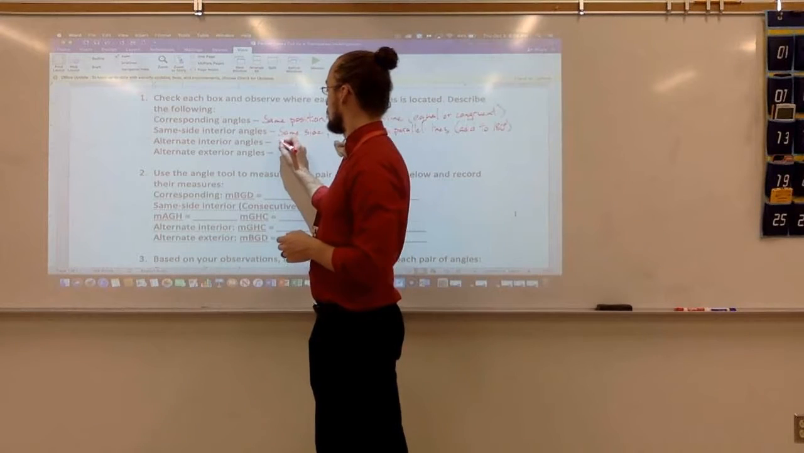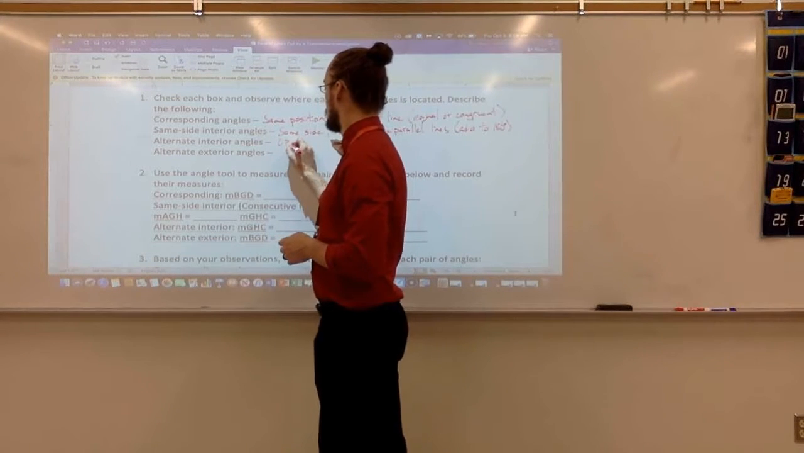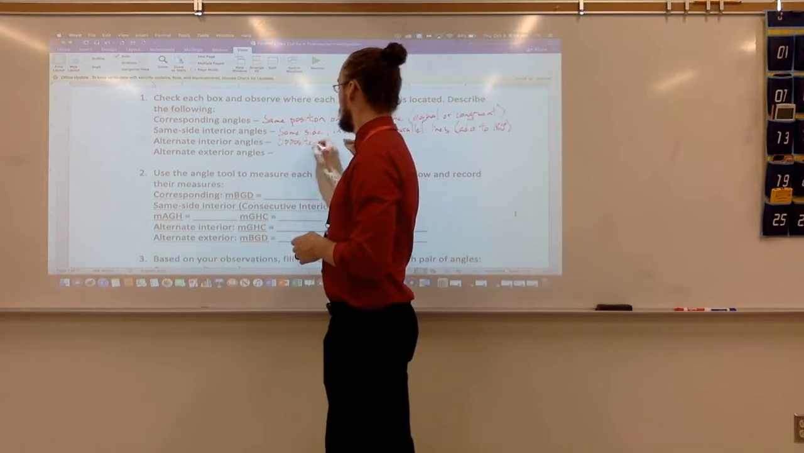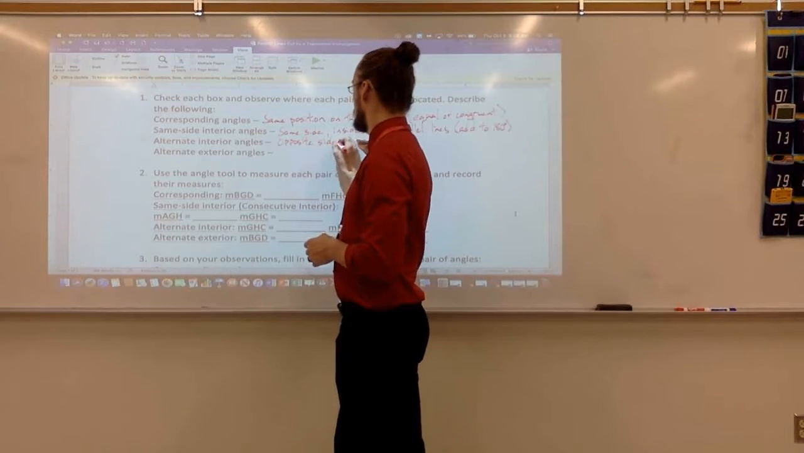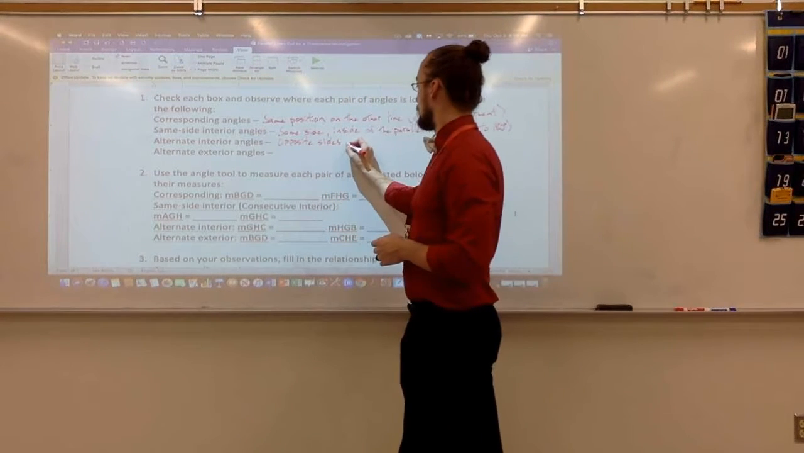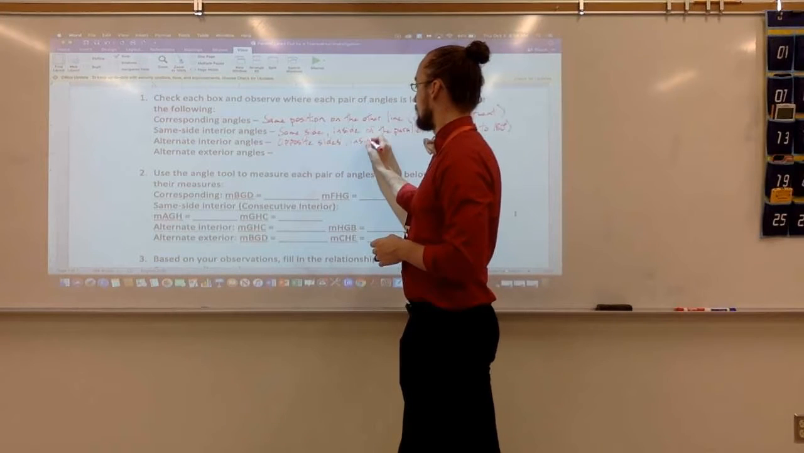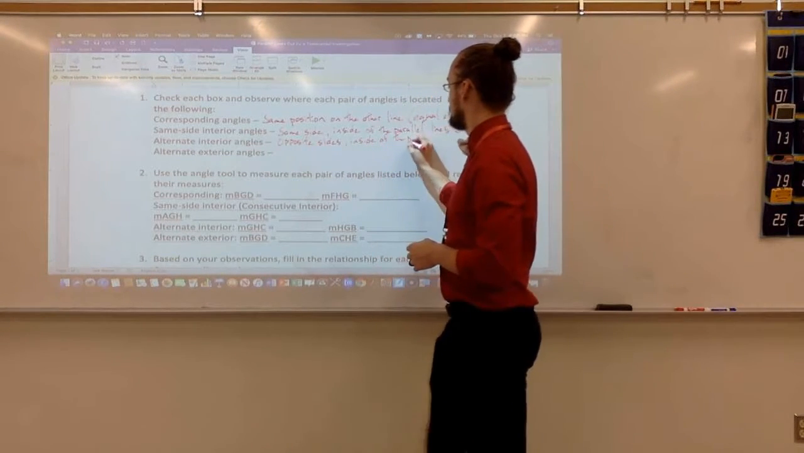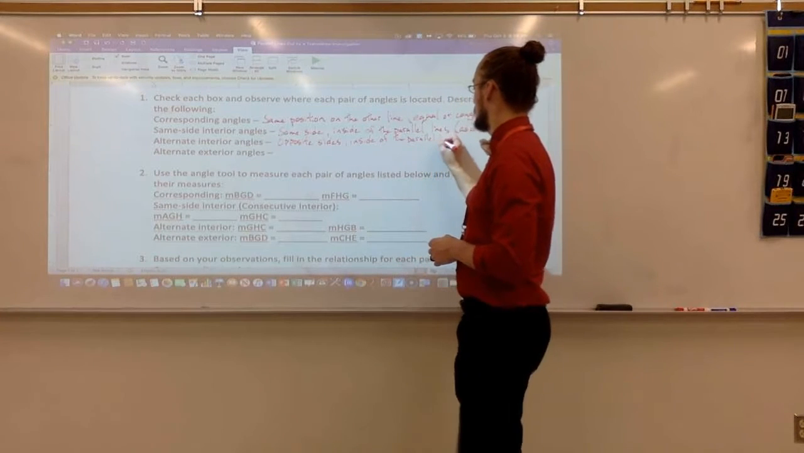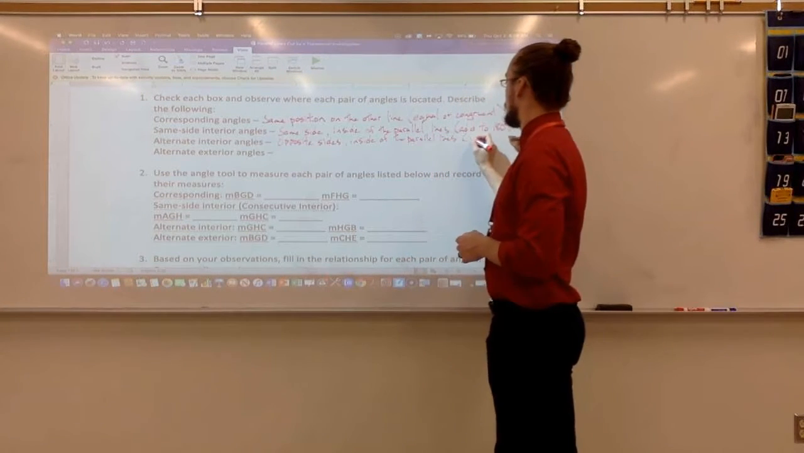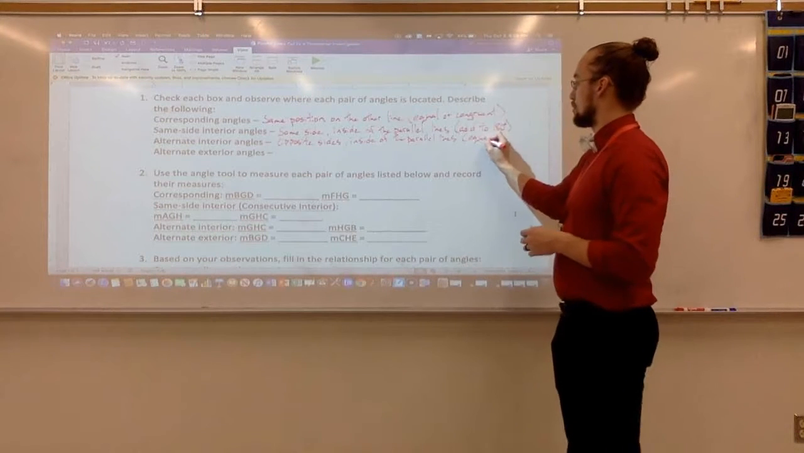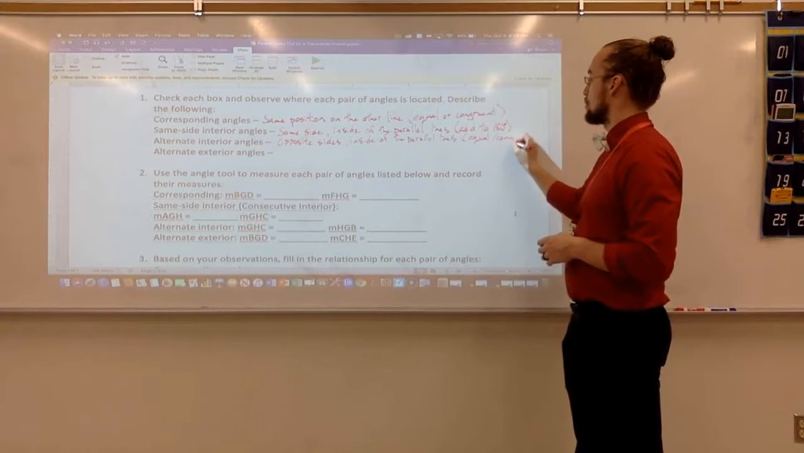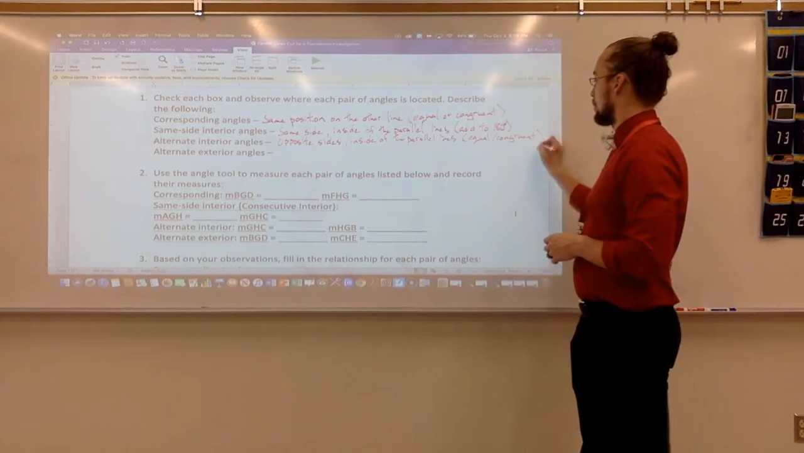Yeah, so they're on opposite sides on the inside of the parallel lines. And then they are equal / congruent as well, right?